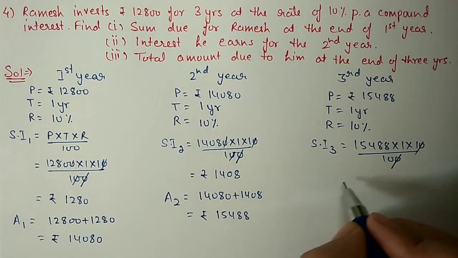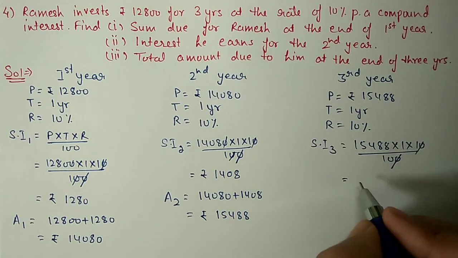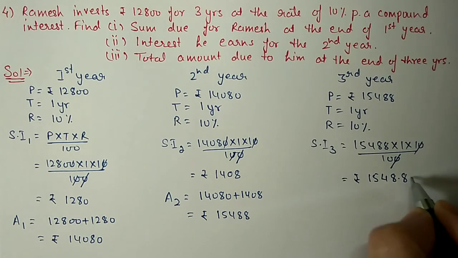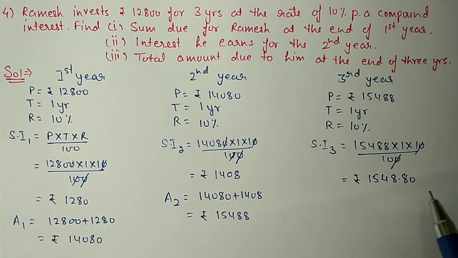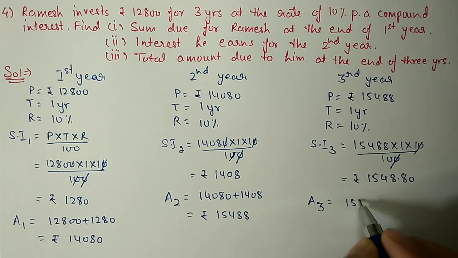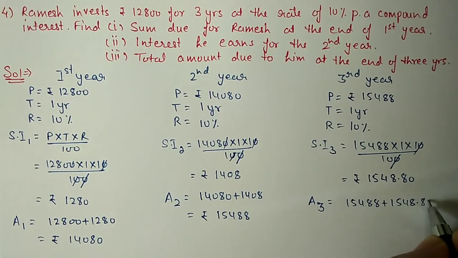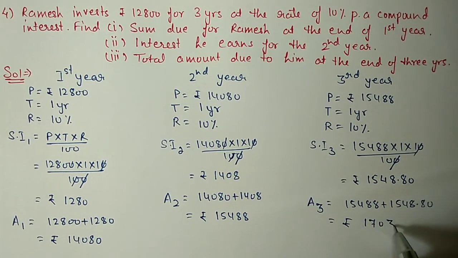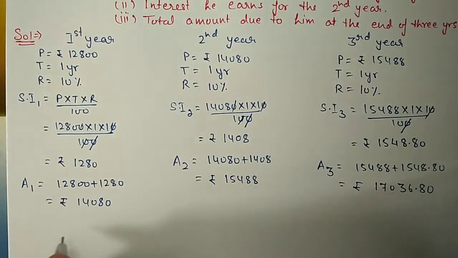So 1 zero we can cancel, and when we divide by 10, one decimal we will get from the right side. So simple interest will be 1,548 rupees 80 paise. Because we are dealing with money, represent up to 2 decimal places. So amount by the end of third year will be 15,488 rupees plus 1,548 rupees 80 paise. After addition we will get 17,036 rupees 80 paise. Now three parts they have asked us in this question.